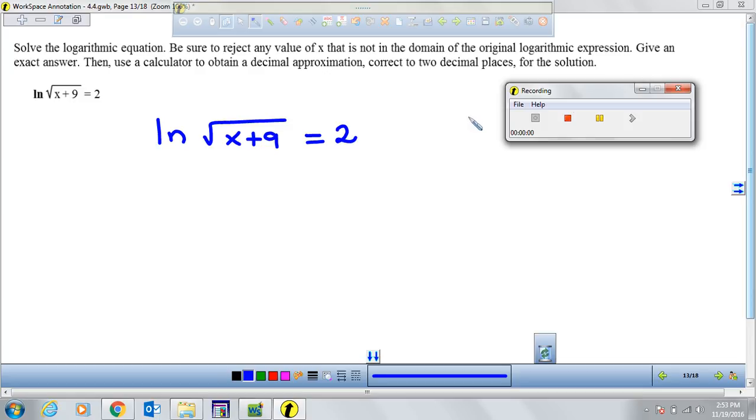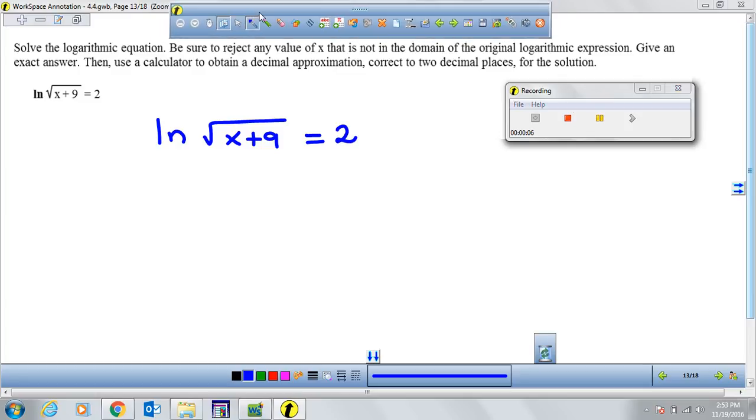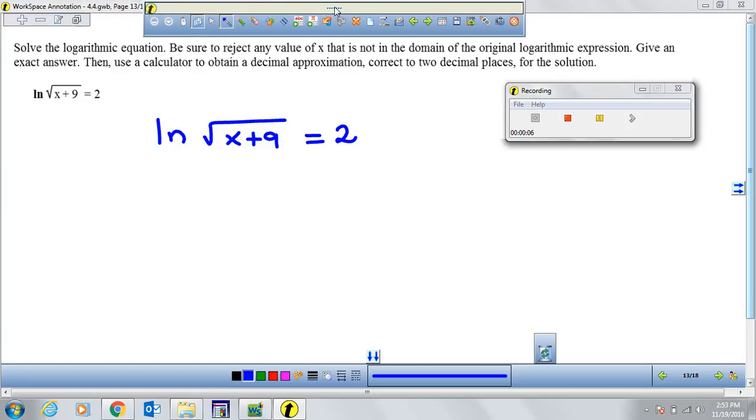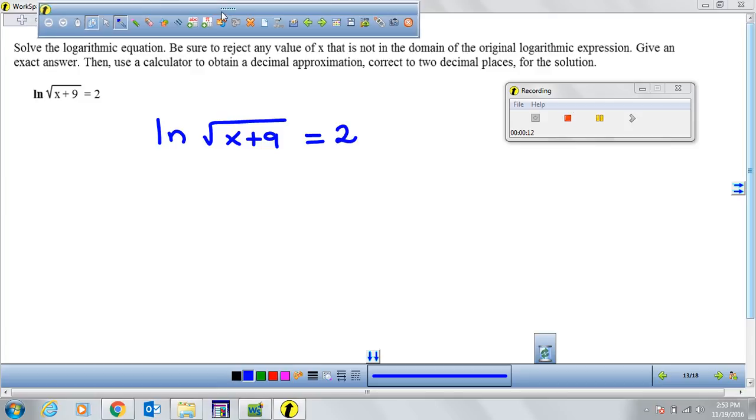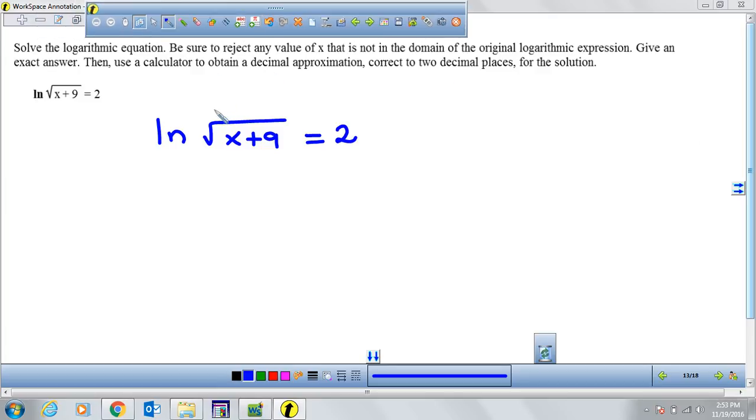To solve this logarithmic equation, we have to remember the definition of the logarithm. Plus, there's a four-step process that we need to follow. First, you need to make sure that the expression is condensed. Condensed meaning that there must be only one logarithm in the equation.